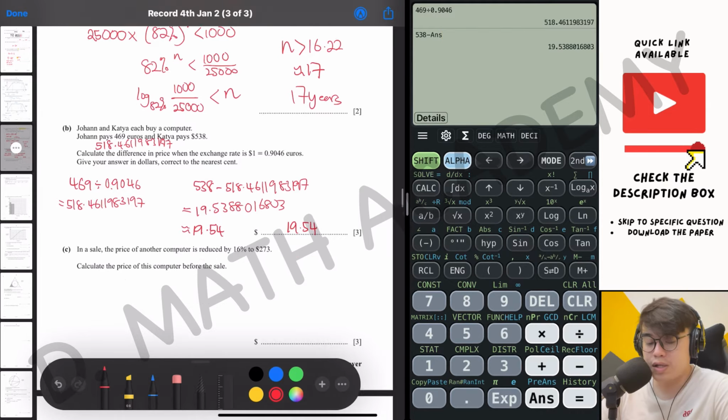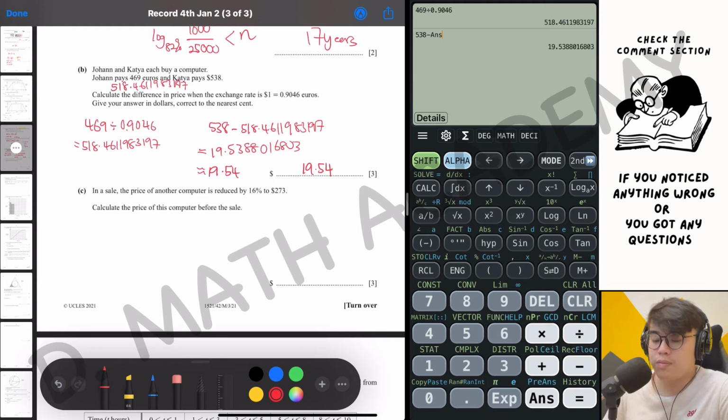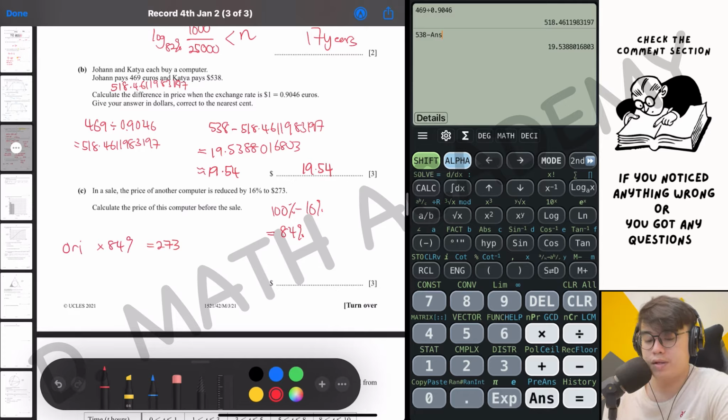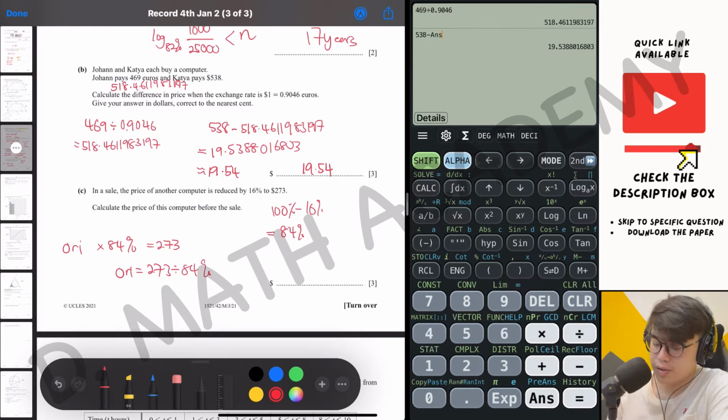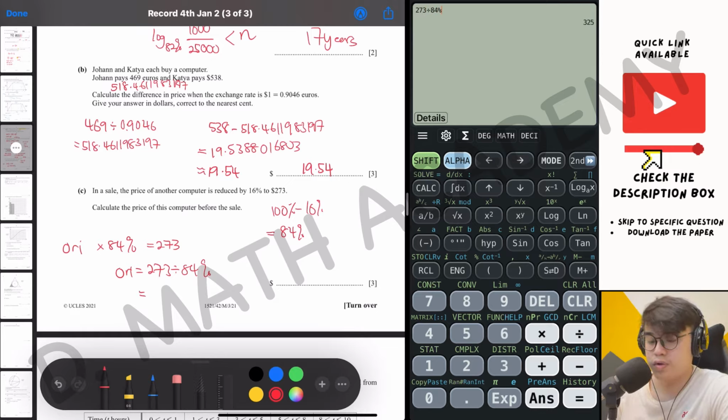And then moving on to part C. In the sales, the price of another computer reduced by 16% to 273. So this 273 is after discount. So 100% minus 16%, you get 84%. So original price times 84%. So the original price equals 273 divided by 84%. So from this you will get 325 as the price before sales.